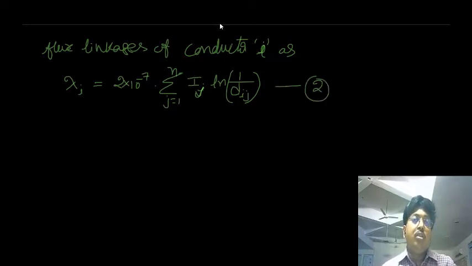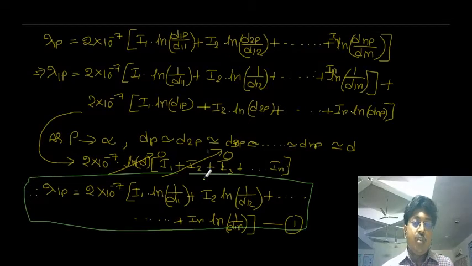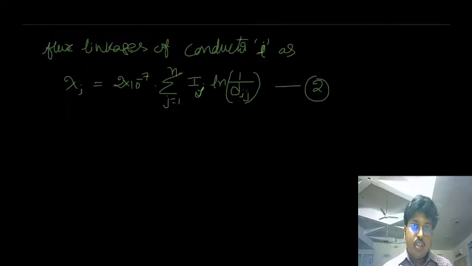So from this equation we can recognize the generalized form: lambda equivalent to 2 into 10 power minus 7 into sigma Ij into logarithm of 1 by dij, where j is equal to 1 to n conductors. Okay, I hope you understand this concept, flux linkages of one conductor in a group of n conductors.